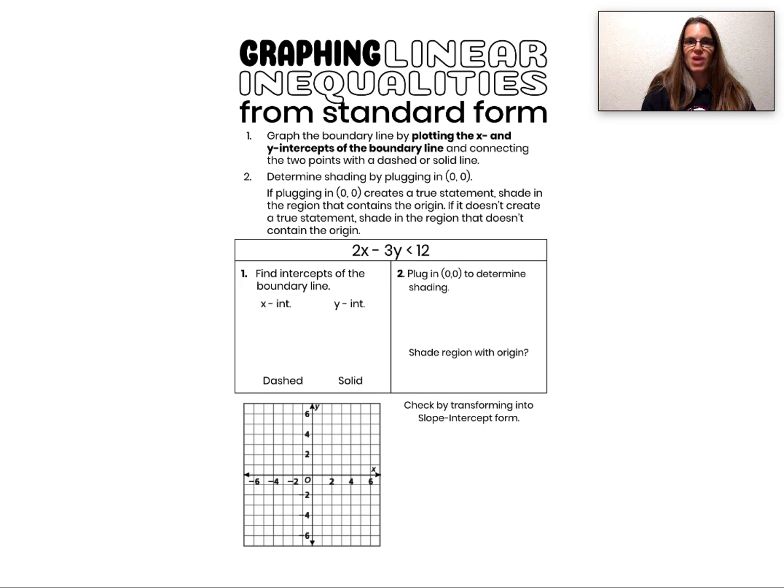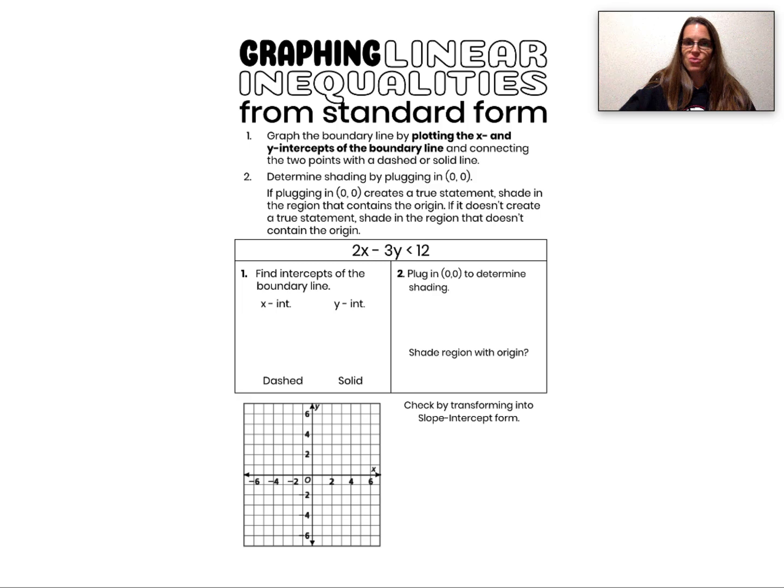We can also graph linear inequalities from standard form. The process is the same. First, we graph the boundary line, either dashed or solid. Just now we graphed the boundary line by plotting the x and the y-intercepts. For a standard form linear inequality, we can't trust the greater than or equal to symbol. Therefore, we need to determine shading the way that we checked it for our slope-intercept shading. We need to plug in the point 0, 0.